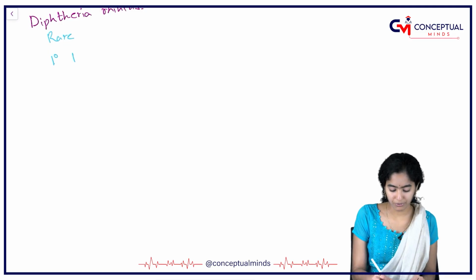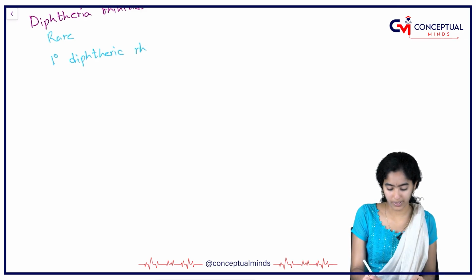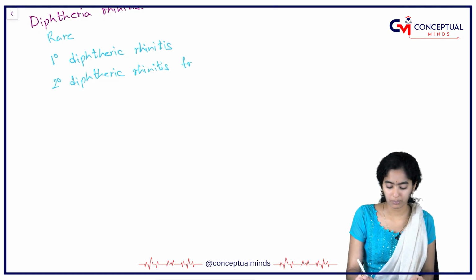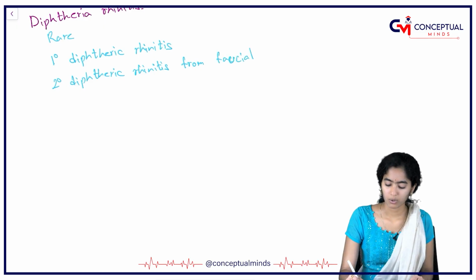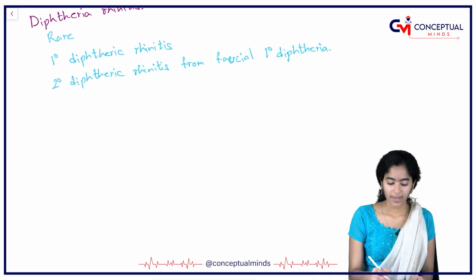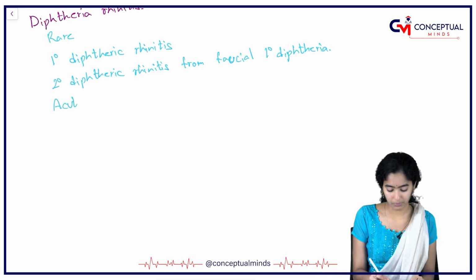So primary diphtheric rhinitis is one variety. Secondary diphtheric rhinitis from a pharyngeal primary diphtheria. Both of them are possible. And this diphtheric rhinitis could be acute or chronic.